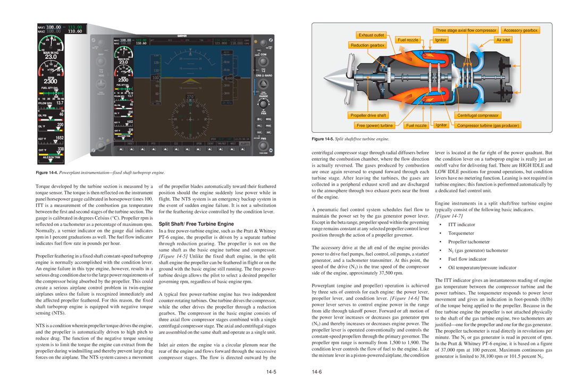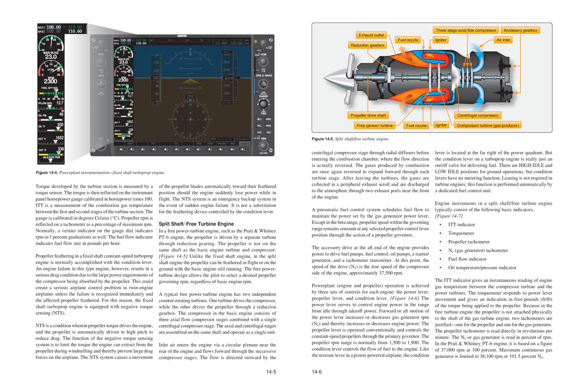The condition lever controls the flow of fuel to the engine. Like the mixture lever in a piston-powered airplane, the condition lever is located at the far right of the power quadrant. But the condition lever on a turboprop engine is really just an on/off valve for delivering fuel. There are high idle and low idle positions for ground operations, but condition levers have no metering function. Leaning is not required in turbine engines. This function is performed automatically by a dedicated fuel control unit.